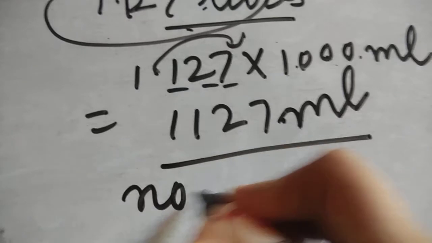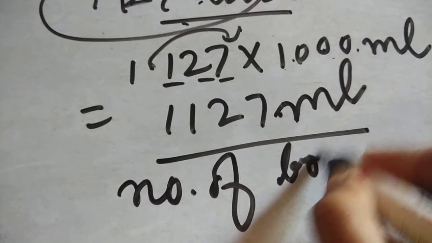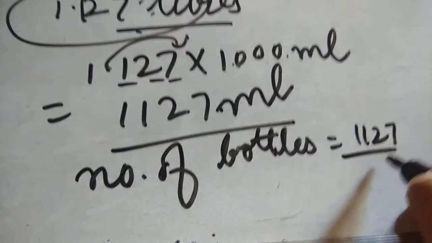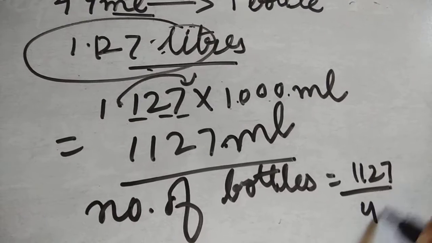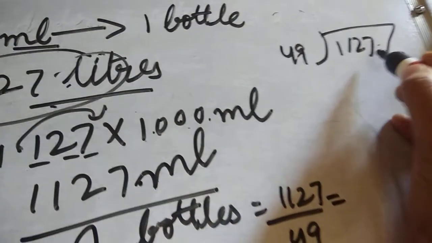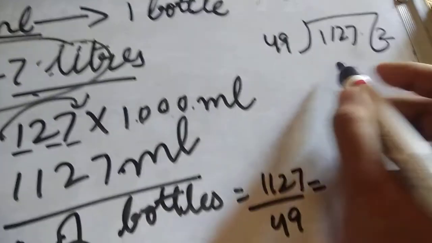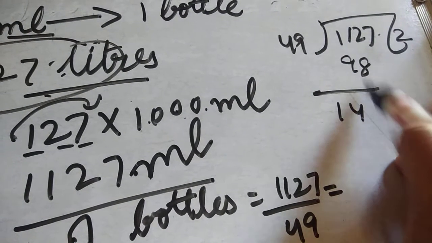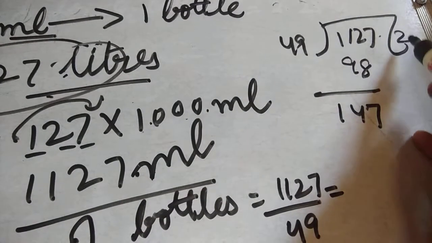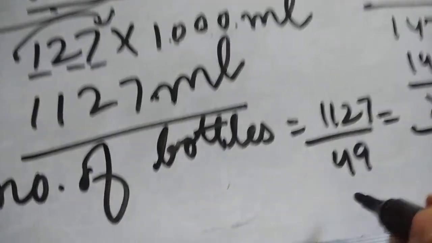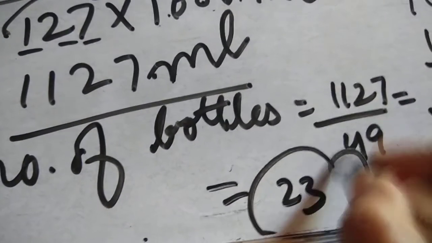So the number of bottles will be 1127 upon 49. If we divide this, 2 times 49 is 98, then 14, then we take 7, 3 times 49 is 147, so 23 bottles. Number of bottles equals 23 bottles can be filled.